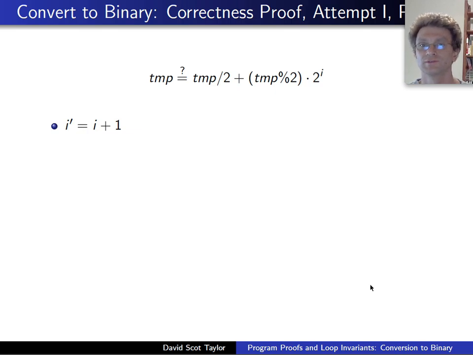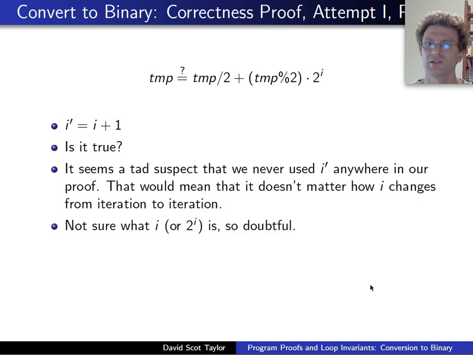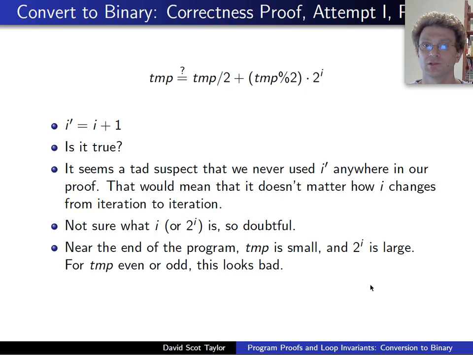Does this equation hold? Well, there's something a little bit suspicious here. We use the fact that I prime is bigger than I, but we never actually used exactly what I prime is equal to anywhere in our proof so far. It's somehow weird to think, oh, no matter how I is changing, everything's going to work just fine. So that doesn't seem right. If we don't know what I is in this program, and I don't know what 2 to the I is, just throwing around an arbitrary 2 to the I term sounds a little bit dangerous.